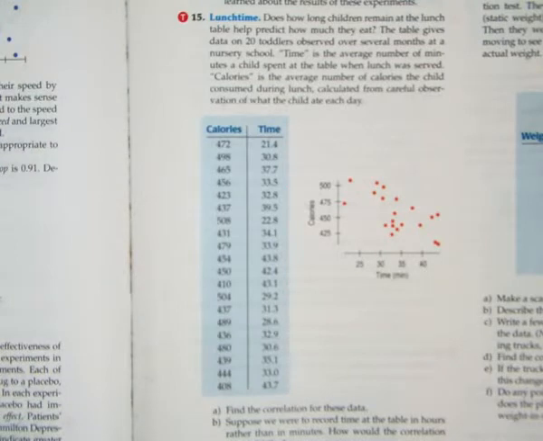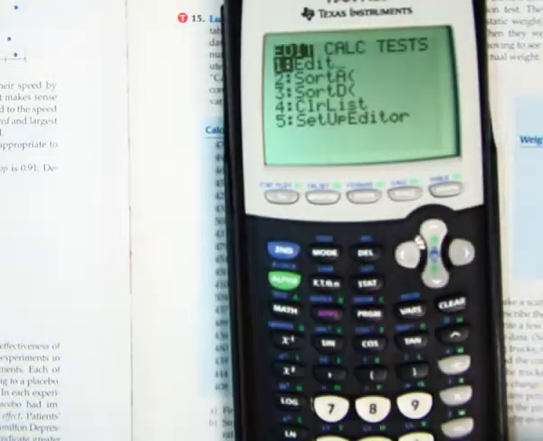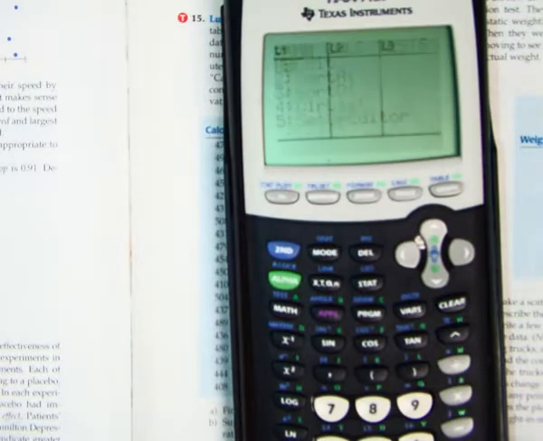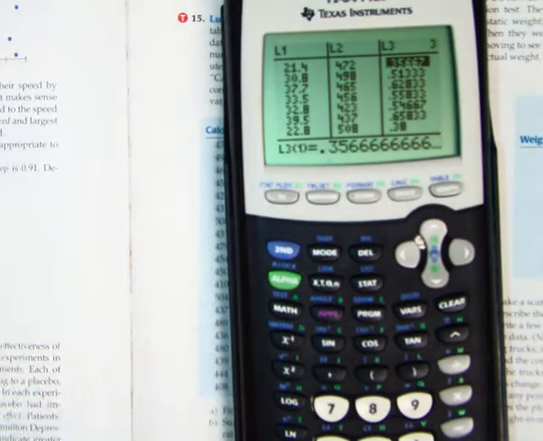So the first thing we have to do is make sure we have a linear relationship. If we don't have a linear relationship, then correlation doesn't apply. This is a linear relationship. So we're going to go to our calculator, and I already put my data in, stat edit, and L1 is time, and L2 is calories consumed.